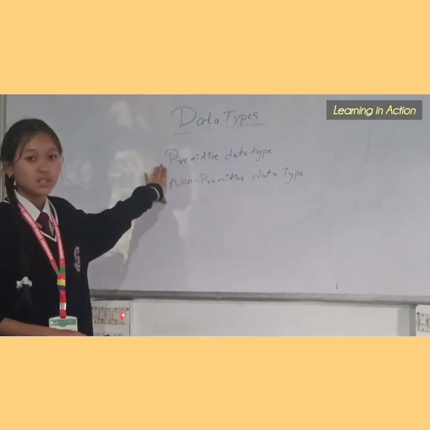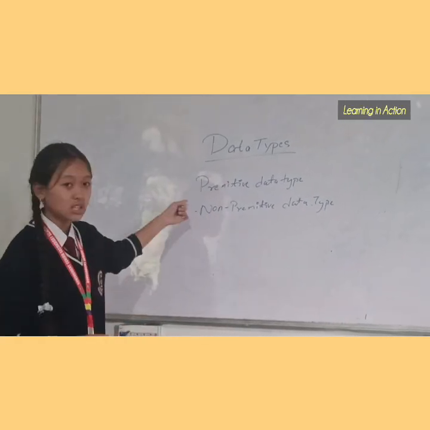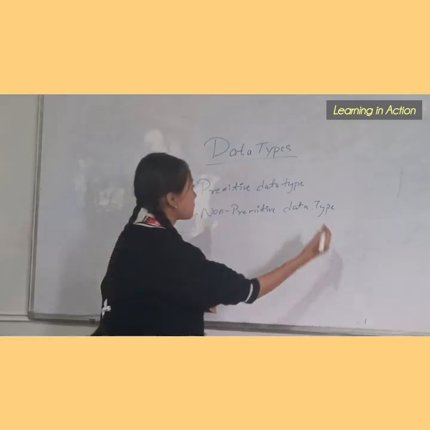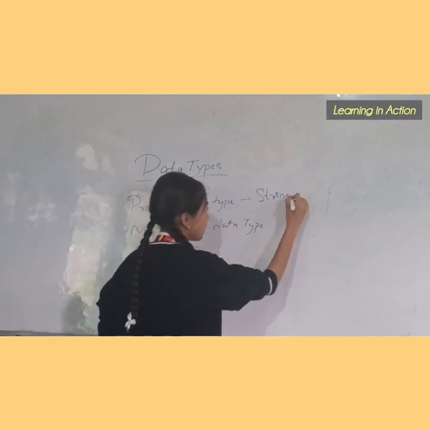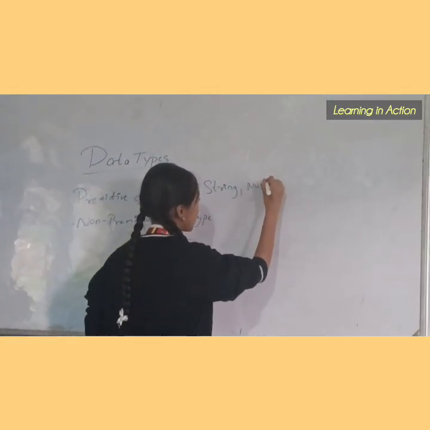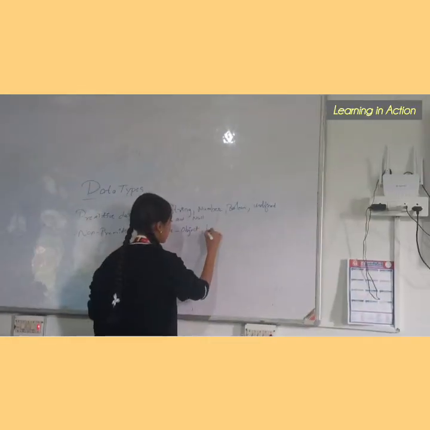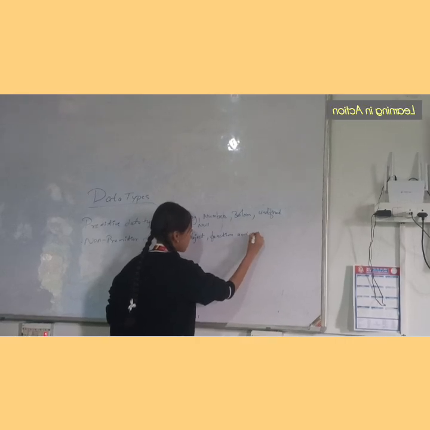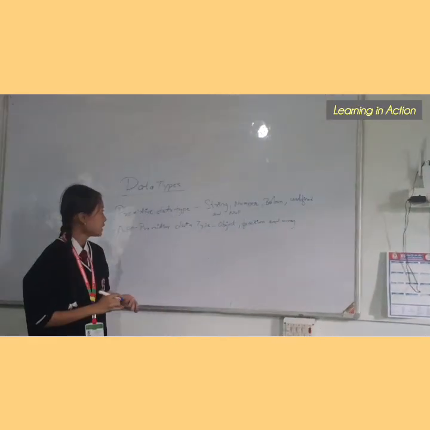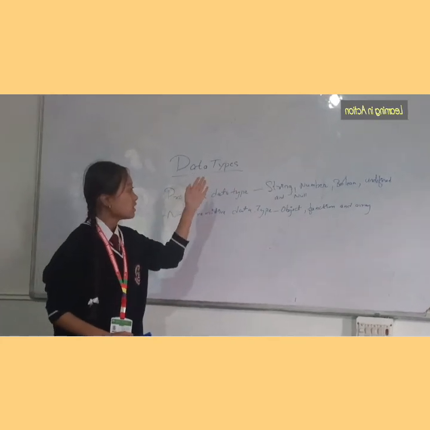Yes. So in primitive data types, there are mainly 5 of them, and in non-primitive there are 3. So if we see in primitive data types, there are like string, function, and arrays.